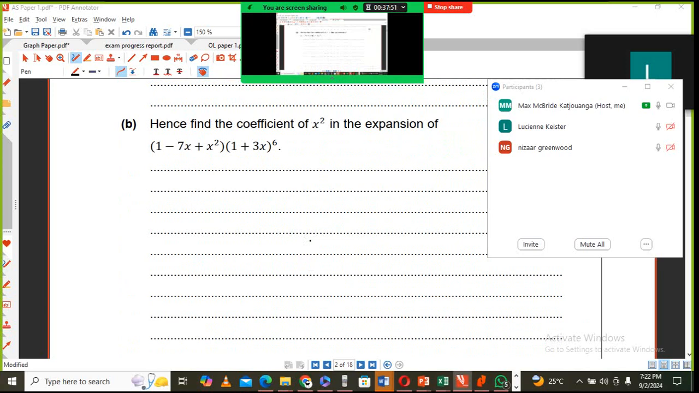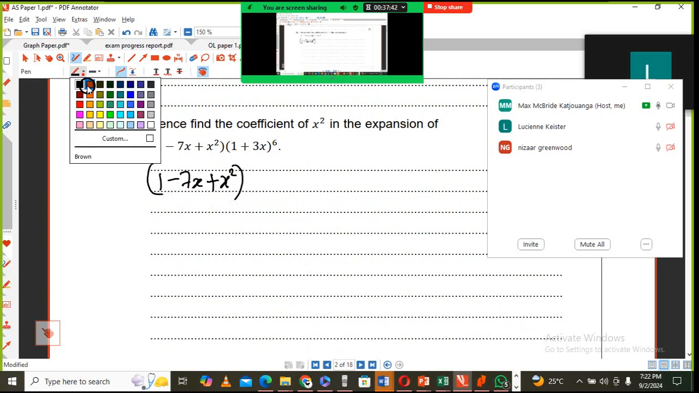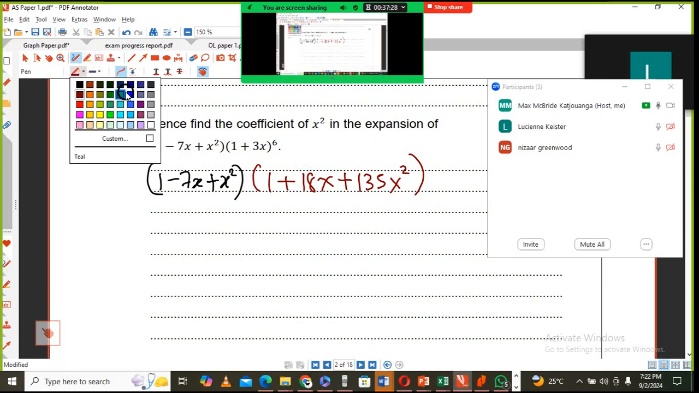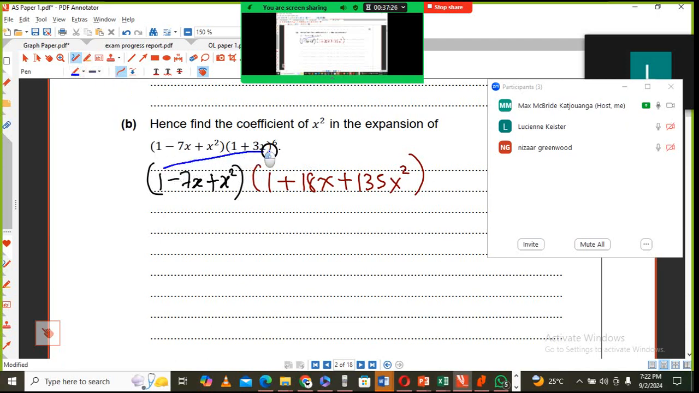Okay, so what's important in part B, you obviously have to write that stuff that you have from part A. Remember our part A was now 1 plus 18x plus 135x squared, only up to there. So we're going to look for the coefficient of x squared, which means we have to do a few multiplications. This one multiplies with that one. So that's 135x squared. I don't have to write the x squared down.